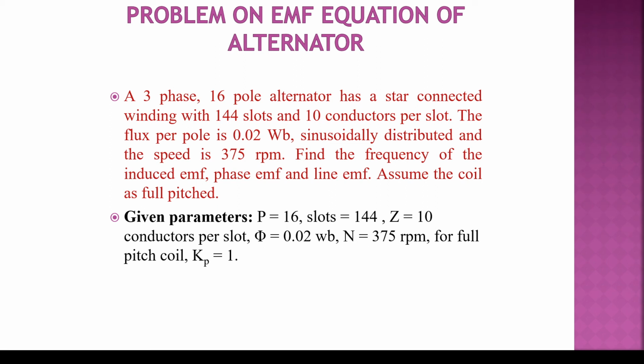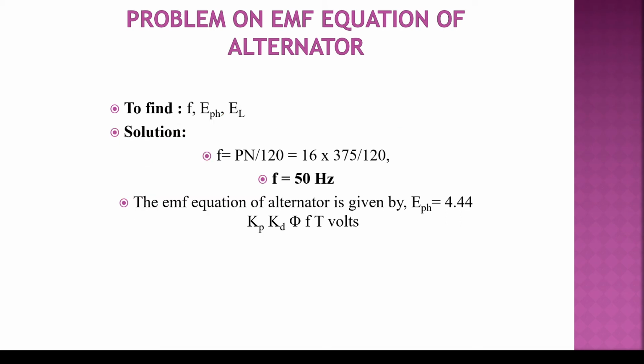Now let us first write the given parameters. What is given in the question? P is equal to 16. Slots is equal to 144. Z is equal to 10 conductors per slot. Phi is given as 0.02 Weber. Speed is given as 375 rpm. And for a full pitch coil, Kp is equal to 1. Now we have to find F, Eph and EL.